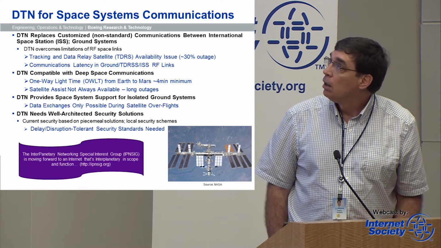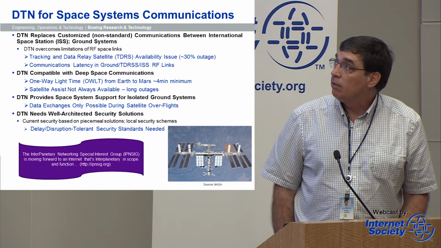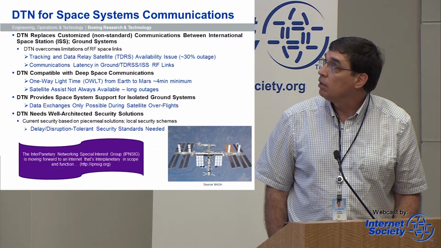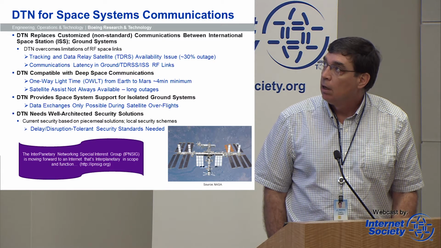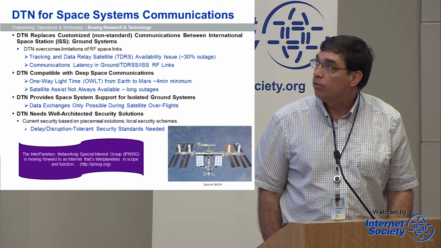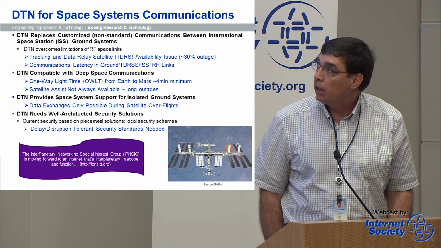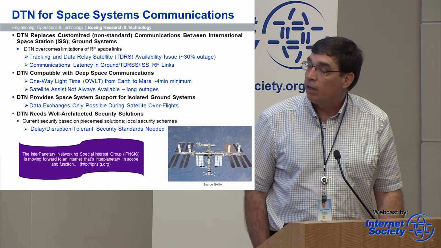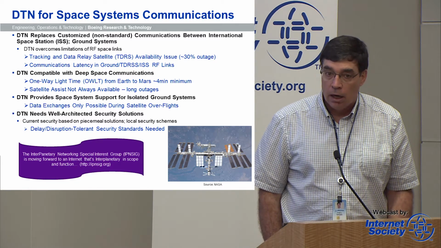Next chart. So DTN space-based communications: DTN replaces customized non-standard communications between International Space Station and ground systems. It overcomes limitations of RF space links, as we've heard already today in several other presentations, the TDRS availability issue, communications latency, and ground TDRS ISS RF links.